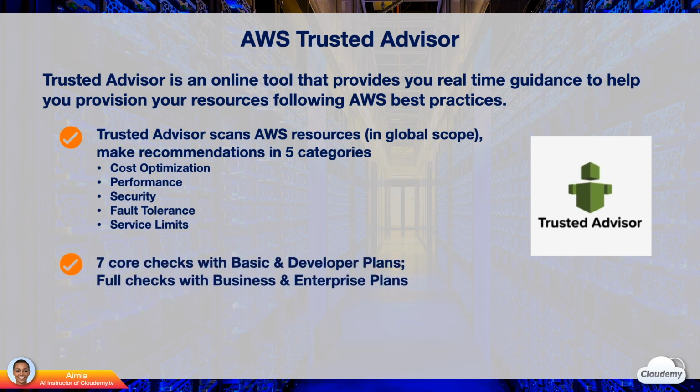By default, you have free access to Trusted Advisor. With AWS Basic Support Plan and Developer Support Plan, you can access 7 core Trusted Advisor checks. With Business and Enterprise plans, you have full access to Trusted Advisor checks.